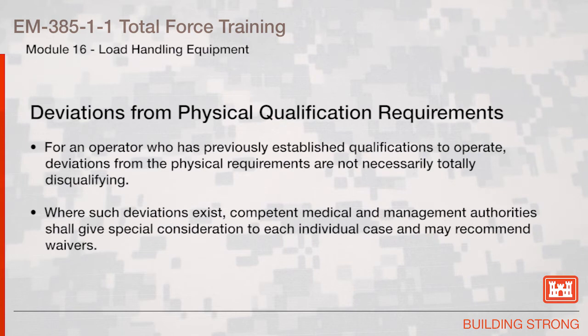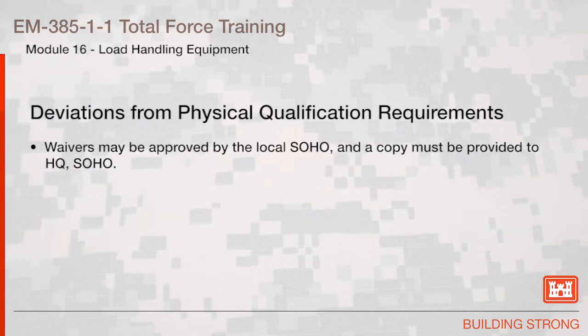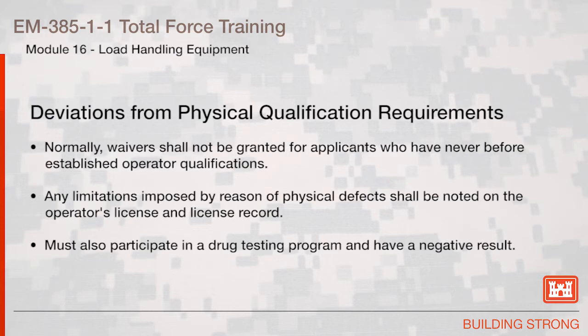The following are deviations from physical qualification requirements. For an operator who has previously established qualifications to operate, deviations from the physical requirements are not necessarily totally disqualifying. Where such deviations exist, competent medical and management authorities shall give special consideration to each individual case and may recommend waivers. Waivers may be approved by the local Safety and Occupational Health Office and a copy provided to the Headquarters Safety and Occupational Health Office. Normally, waivers shall not be granted for applicants who have never before established operator qualifications. Any limitations imposed by reason of physical defects shall be noted on the operator's license and license record. Also, the individual must participate in a drug testing program and have a negative result.